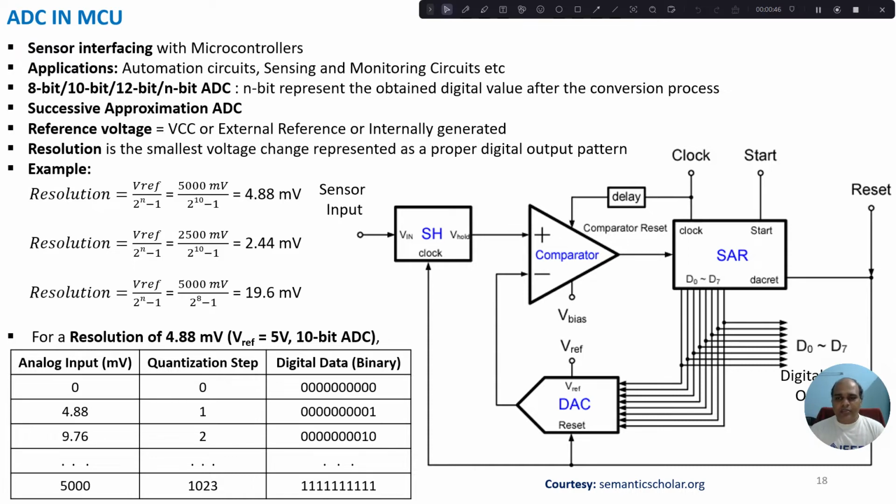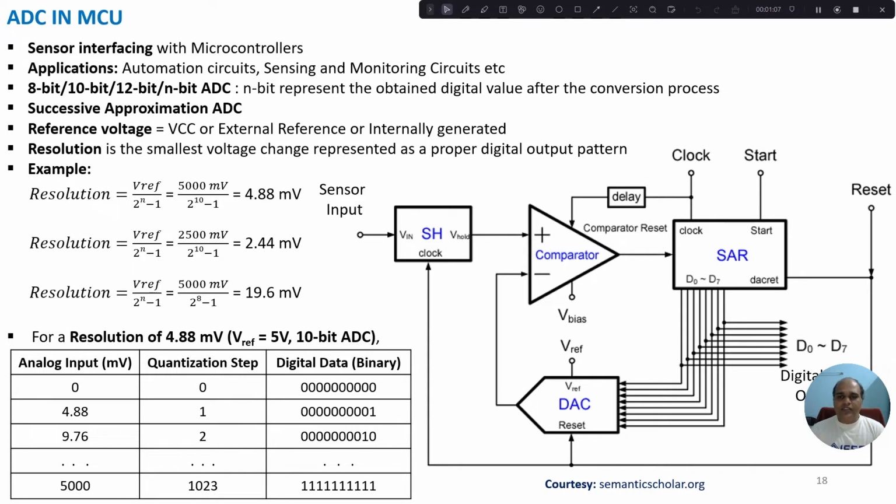Sensors can be of two types. One is the analog sensor, another one is the digital sensor. Analog sensors give the output in terms of a continuous signal, whereas a digital sensor gives digital data. So if we are interfacing a digital sensor with the microcontroller, then we can get the data as it is and we can do the processing.